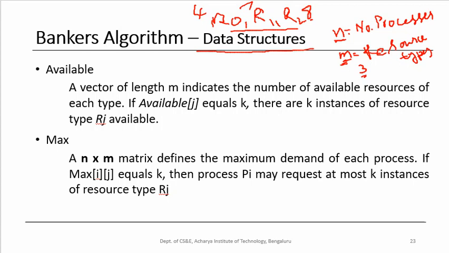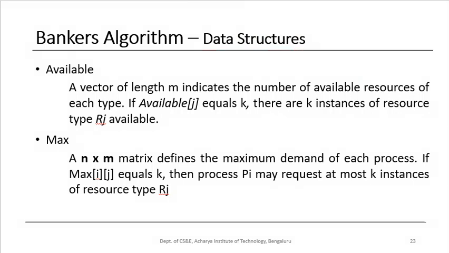Now, keeping this in mind, let us proceed and see what are the data structures that this algorithm needs. The first one is Available. What is this? This is a vector of length m. That means if there are 3 types of resources, then this Available is a vector, which would look like this.